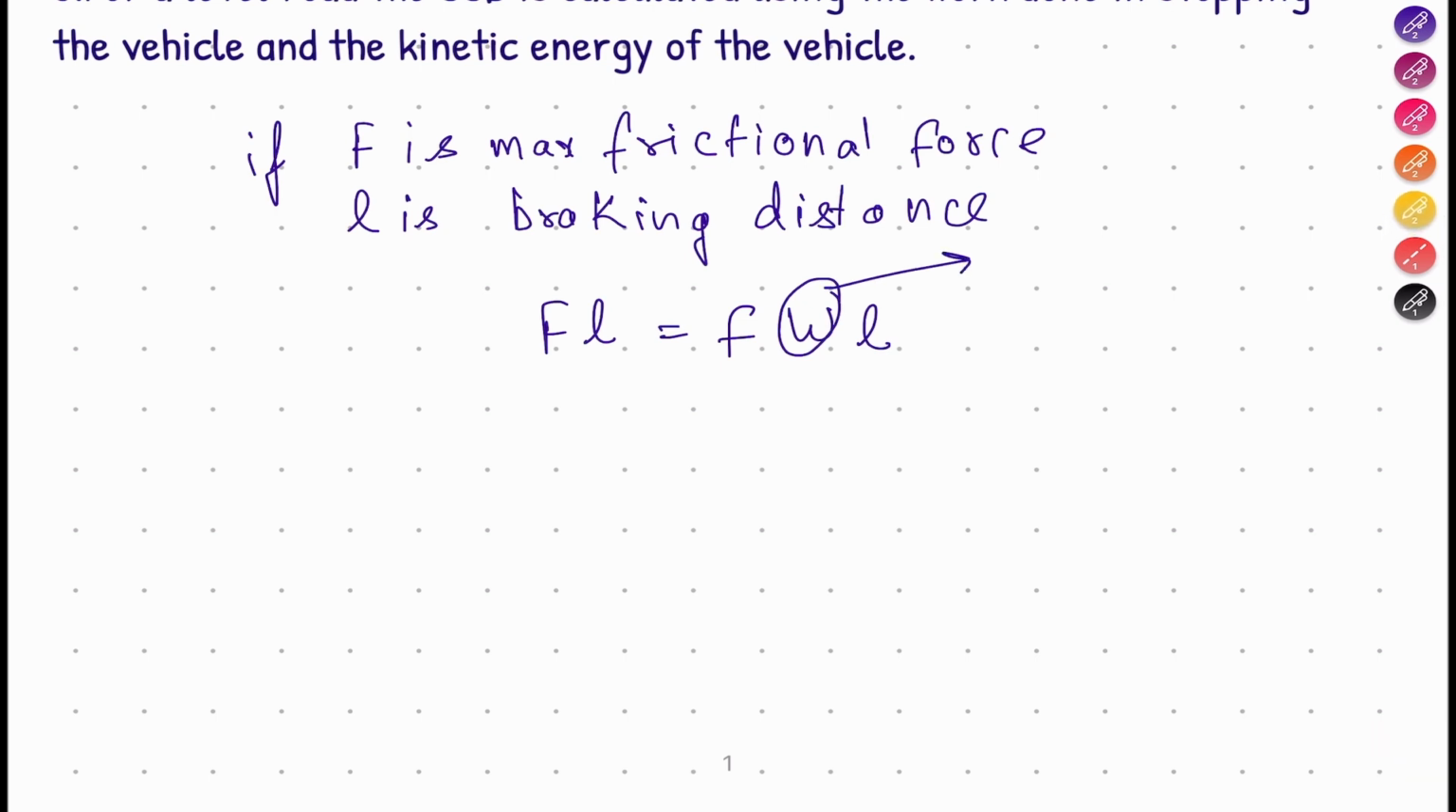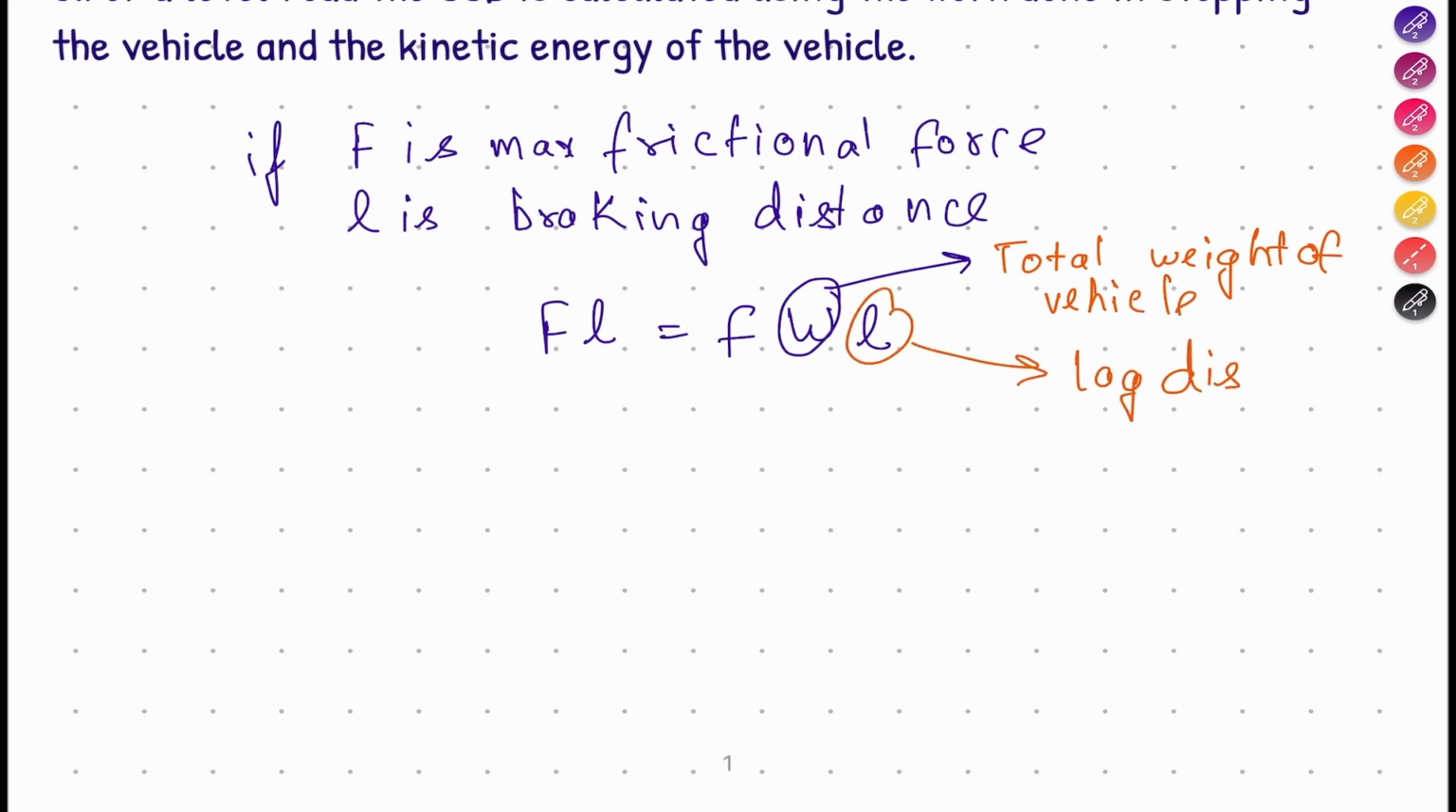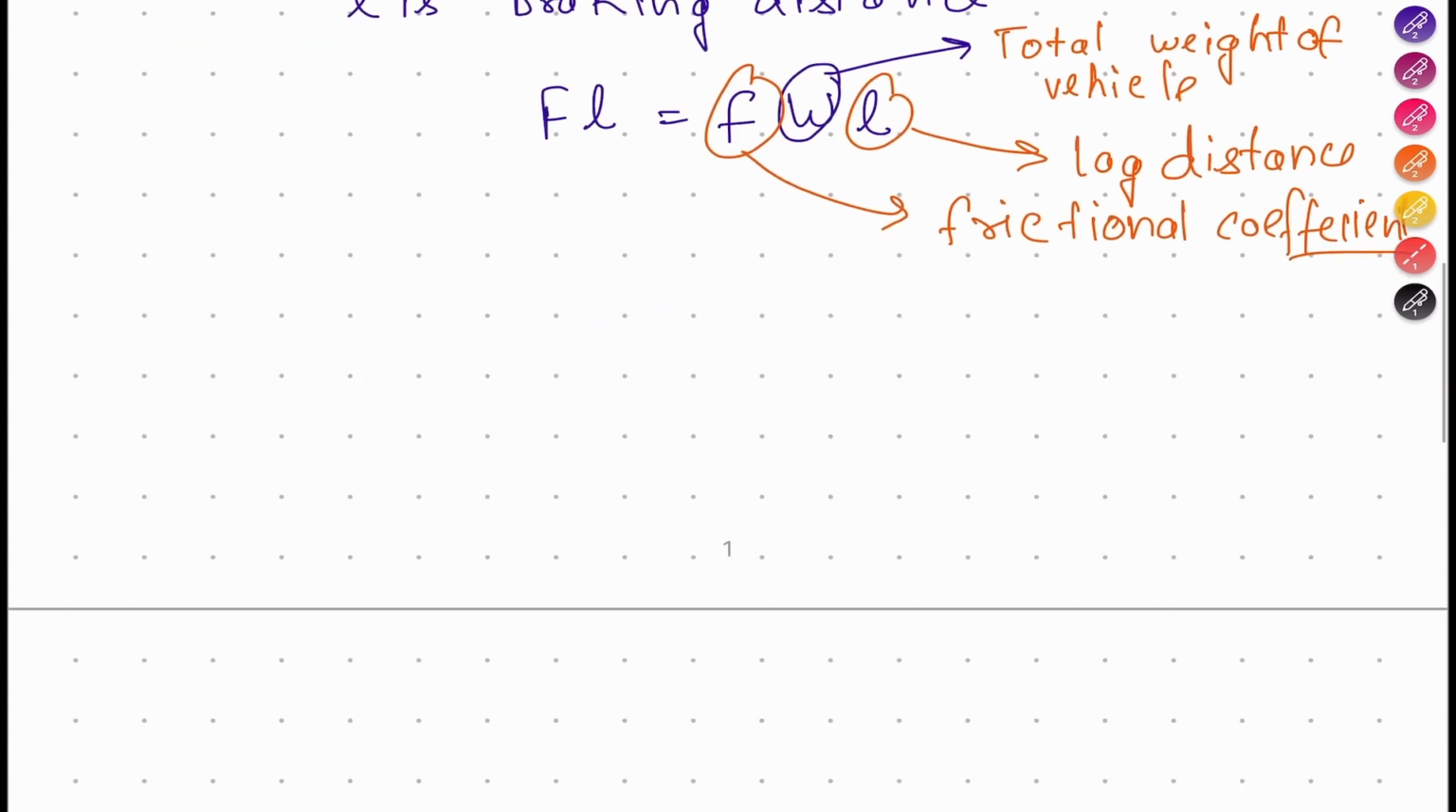W is the total weight of the vehicle, L is the braking distance, and small f represents the frictional coefficient, right? So it has to be equated with the kinetic energy at the design speed.